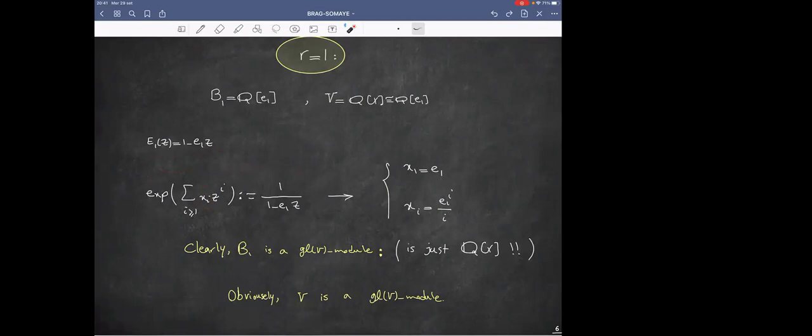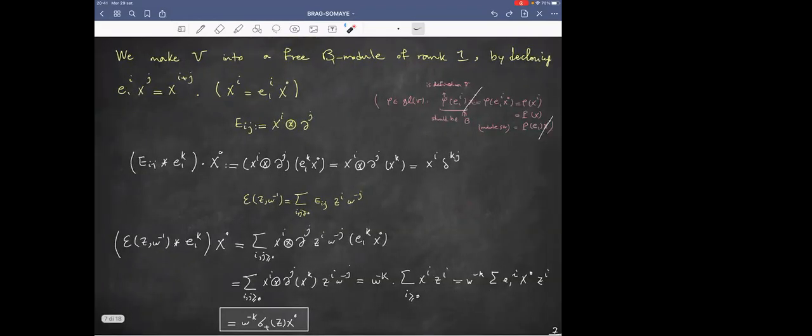If you compute, what you get is this: x_1 is e_1, x_2 is e_1 squared over 2, x_3 is e_1 cubed over 3, etc. So x_i is the power of e_1 over i. And mind that in this case, just x_1 is algebraically independent, and the others are the powers of x_1 over i. We can make V to be a B_1 module by this definition also. We take x_j, a basis element of V, and we define the multiplication of e_1^i, a basis element of B_1, to be x_{i+j}. In particular, x_i can be reached by multiplication of x_0 by e_1^i.